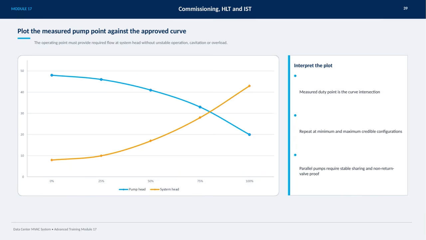When interpreting the plot, the measured duty point is found where the pump's performance curve intersects with the system curve. It's important to repeat this process for both the minimum and maximum credible configurations to ensure reliability across conditions. Also, when dealing with parallel pumps, we need to ensure stable load sharing and validate performance without relying on non-return valves. This helps maintain system stability and efficiency.